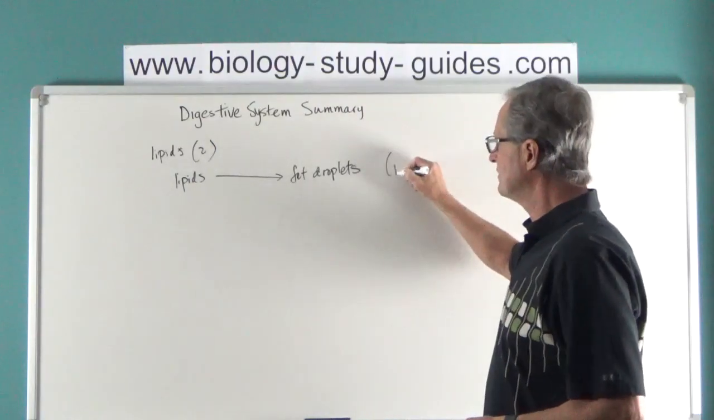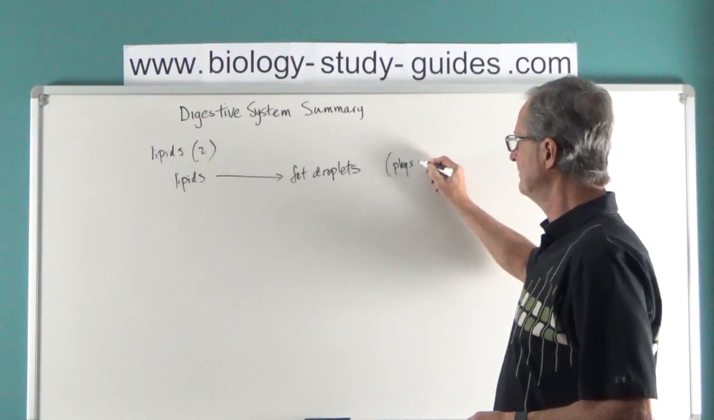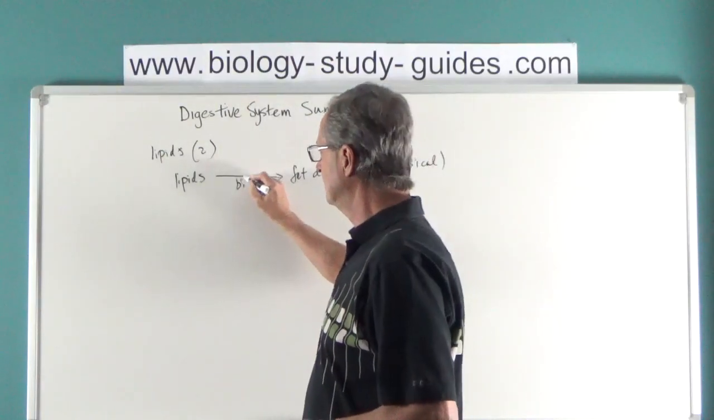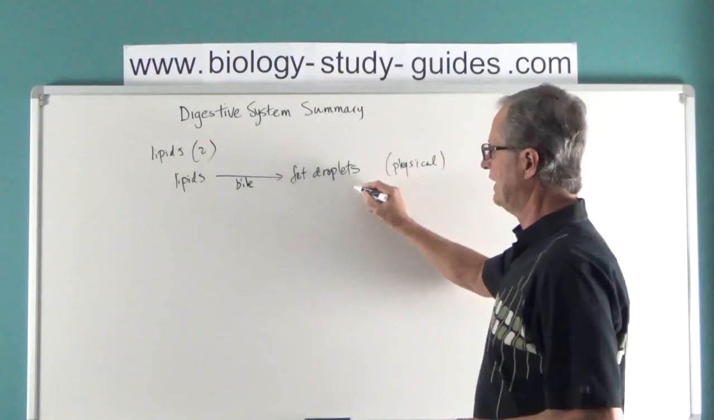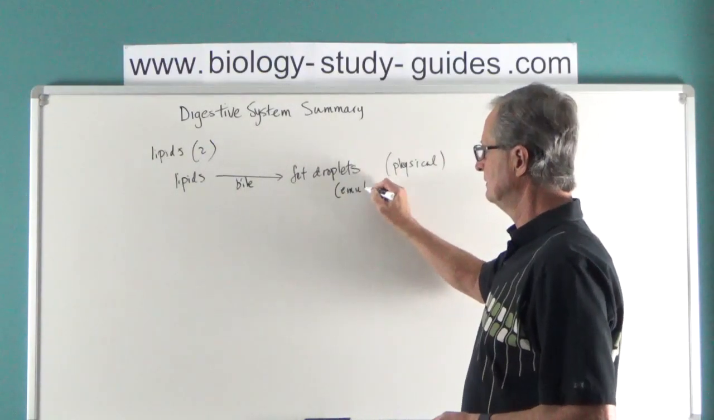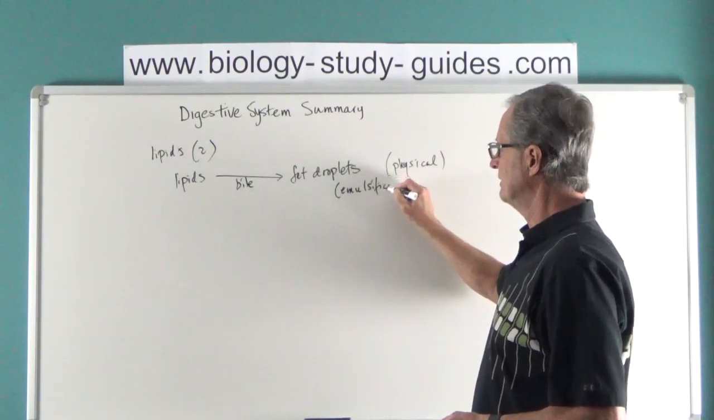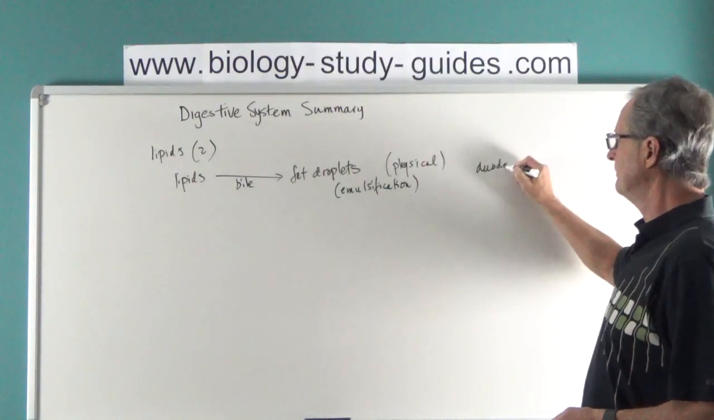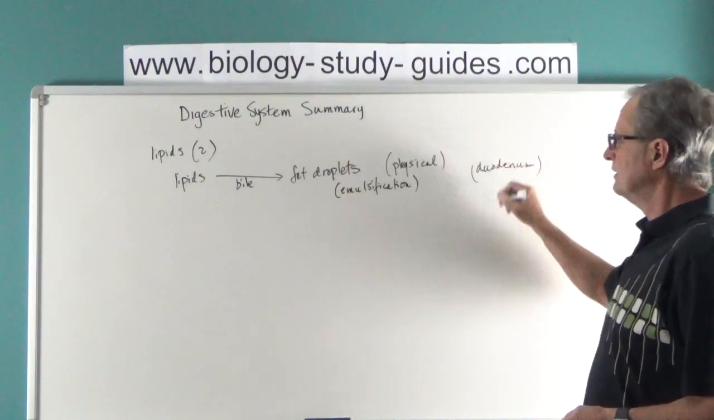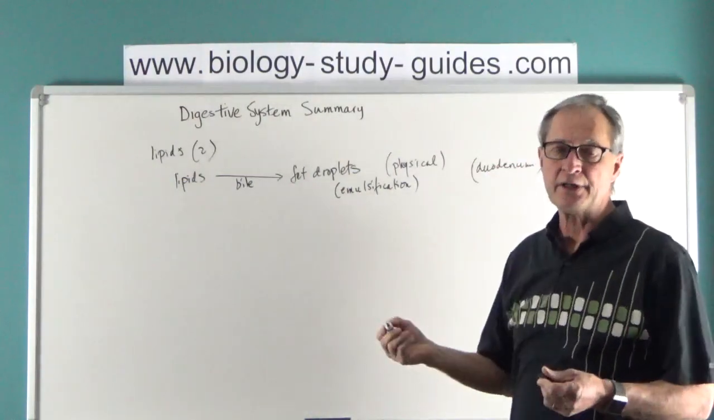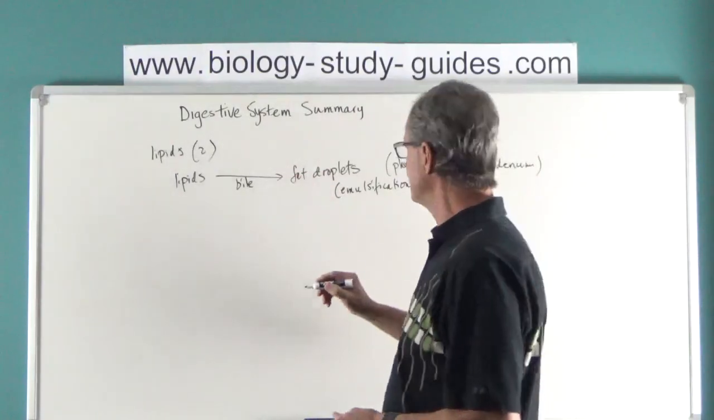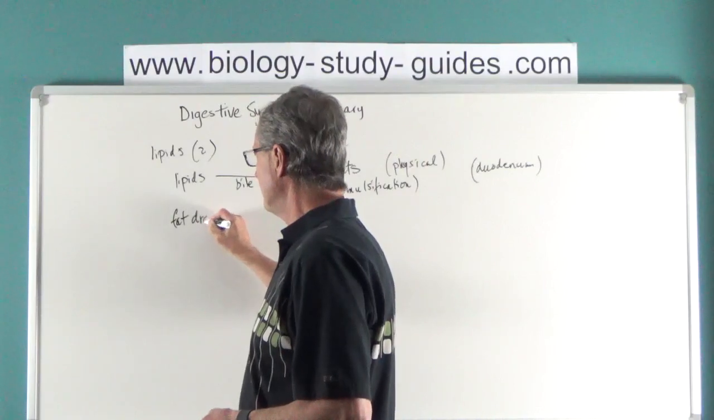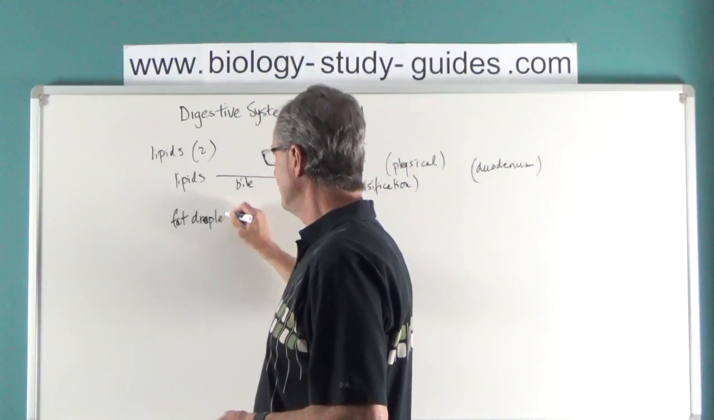Fat droplets, this is a physical step. So I want to make sure we note that. This is done by bile. That's the process of emulsification. It occurs in the duodenum. The pH is irrelevant here because it's not an enzyme. Bile is not an enzyme. But what it does do is it increases the surface area of the fat bits. So we have fat droplets.